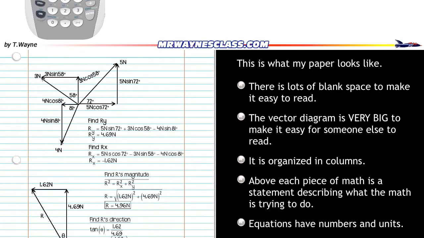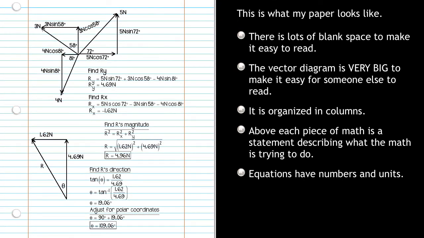Finally, the paper. What does it look like when you're all done? This is what it looks like on your piece of paper. It takes up almost a full sheet of paper. You can see there's a lot of blank space to make it easy to read.